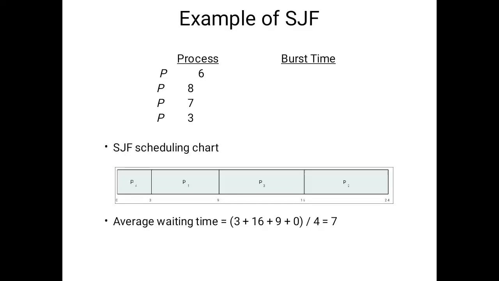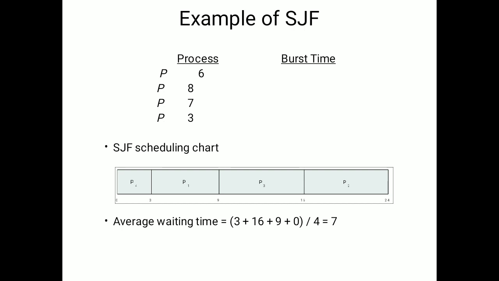Hello friends, today we will see the process scheduling algorithm, which is SJF, that is shortest job first. As the name suggests, the operating system selects those jobs which have the shortest burst time. So we will start. This problem is very simple.